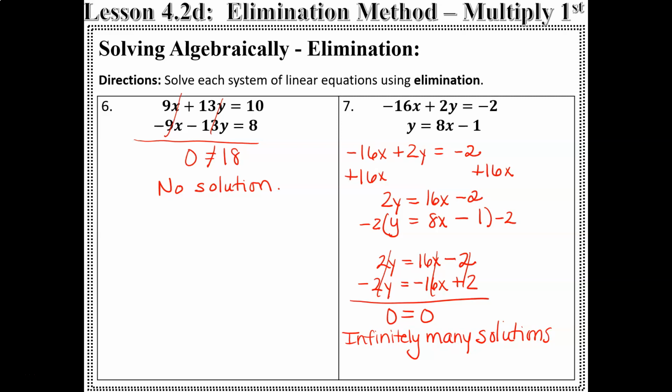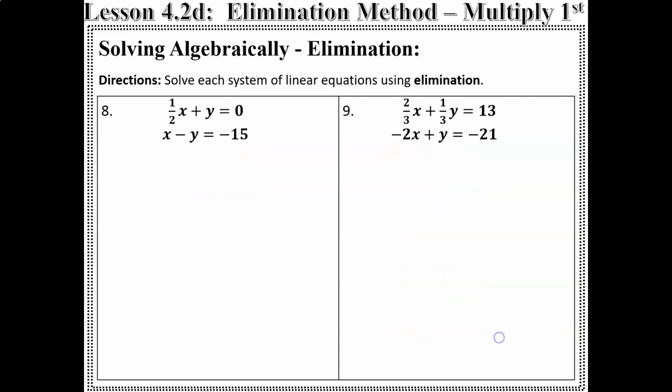All right, moving on. Next page. Number 8. Ooh, this is fractiony. But it doesn't really matter because we can cancel out our y's. And we're going to add. So I have 1/2 x and x is 1.5 x, or you can do 3/2 x equals -15. Let's do it this way.